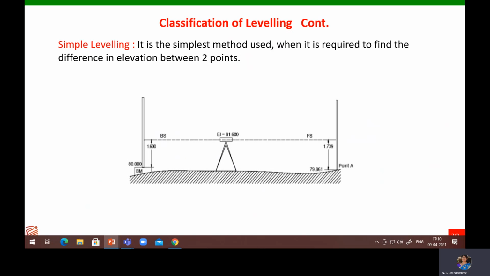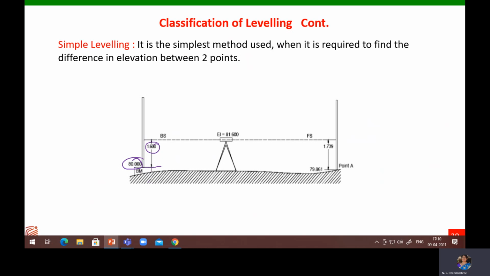This is the simplest method, used when it is required to find the difference in elevation between 2 points. In this method, the instrument is set here, and the staff is kept initially on a benchmark. The first reading should always be taken on a benchmark. The RL of the benchmark is given here. The staff is a vertical scale, so it gives us the height from here to here. In this case it is showing 1.6 meters.